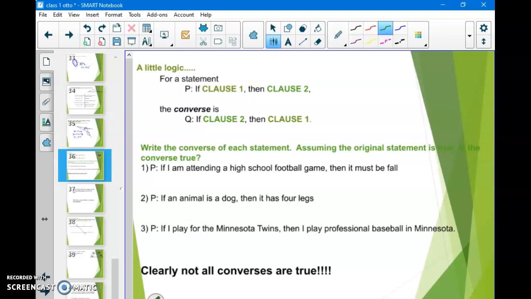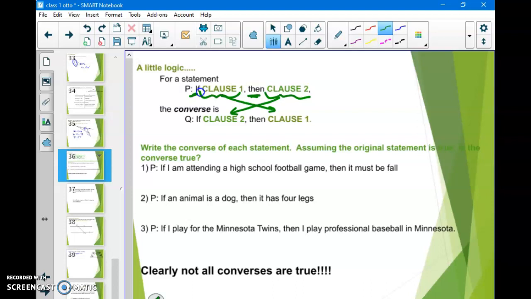And in our last video, we are going to be changing gears a little bit. We're going to talk a little bit about logic and some terminology. So, if a statement is in the form if-then, the converse of that statement is changing the clauses, the statements.